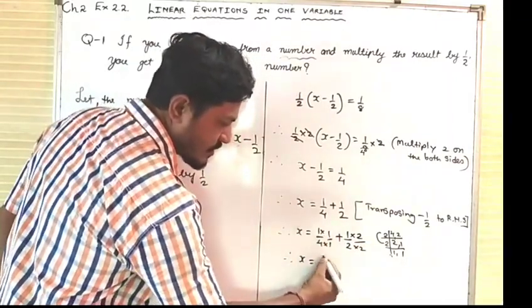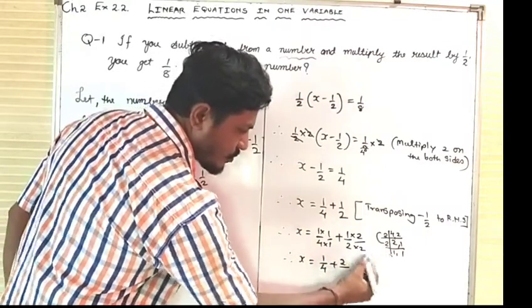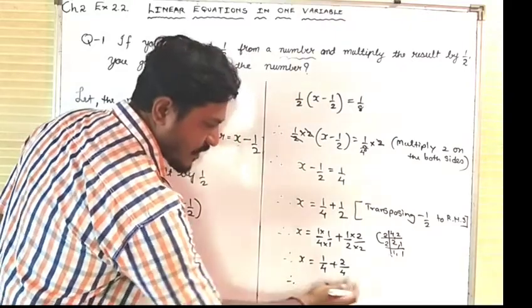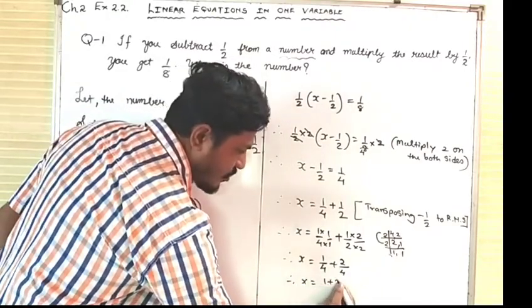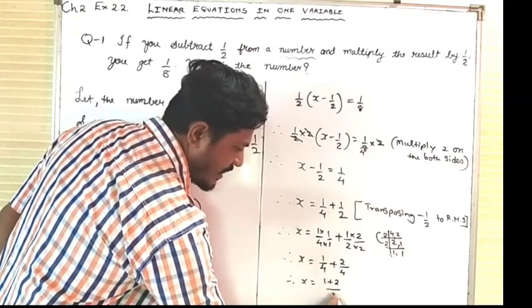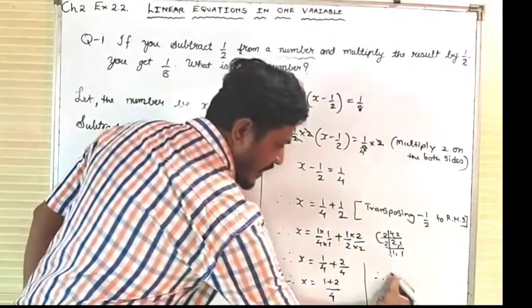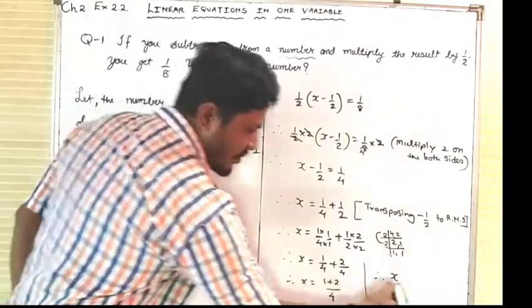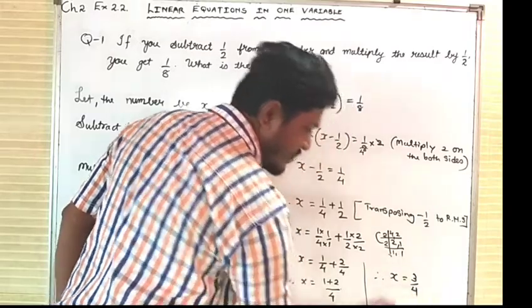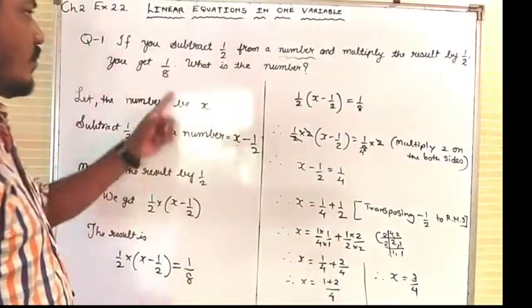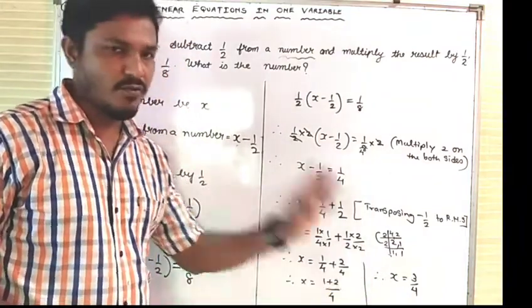By doing such, 1 1s are 1, 1 4s are 4, 2 1s are 2, 2 2s are 4. See, after equalizing the denominator, now you can add the numerator: 1 plus 2 by 4. Then x as it is, 1 plus 2 is 3 and 4 as it is. Therefore, what is the number? That means our number is 3 by 4.